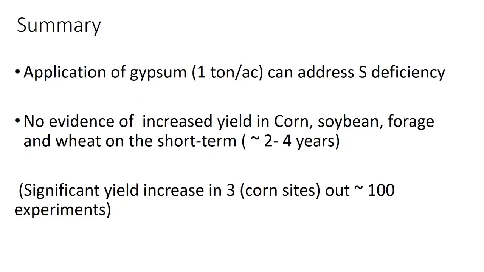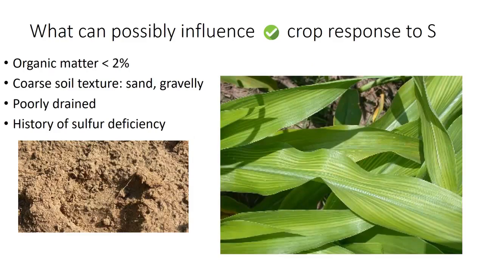Well, in summary, we did see an increase in R1 tissue that was taken at silking, and there's no evidence of yield increase as a response to sulfur application in either of the crops. There's some sign of maybe, but it's not really evident that there's a response to sulfur application. And we only had an increase in, let's say, 3 sites out of the 100 experiments. That's exciting stuff.